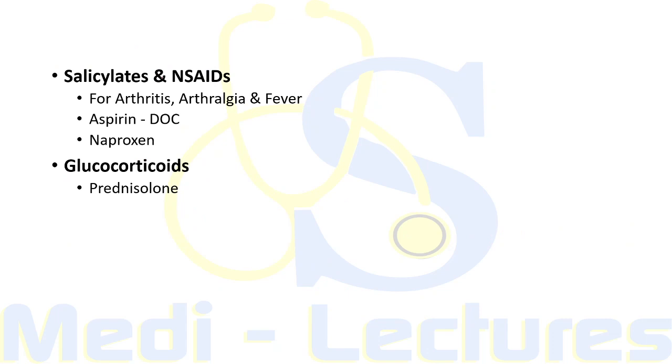Now salicylates and NSAIDs can be used for the treatment of arthritis, arthralgia and fever. The drug of choice in this case will be aspirin, which is given in a dose of 50 mg per kg per day, which comes out to be 4 to 8 grams per day in adults. Now these should be given in 4 to 5 divided doses.